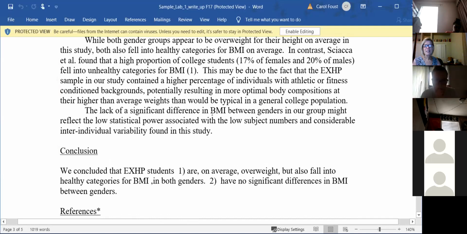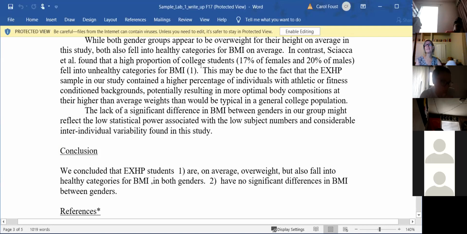The lack of a significant difference in BMI in our group might reflect the low statistical power associated with low subject numbers and considerable inter-individual variability found in the study. So we have low power because we had such a low sample size. I have to state that right in my discussion. Maybe the reason I didn't pick up a difference is because I had such low power, right? My beta was low. I have poor external validity here, with a very low sample size. I would just state that.